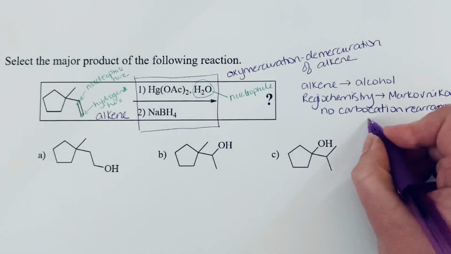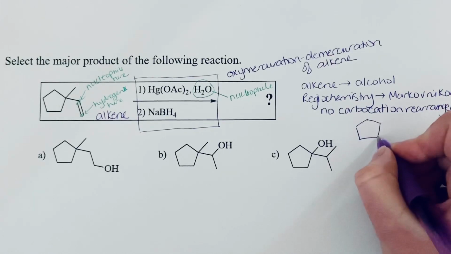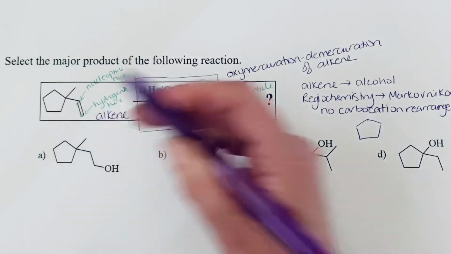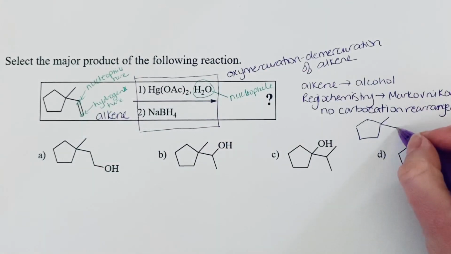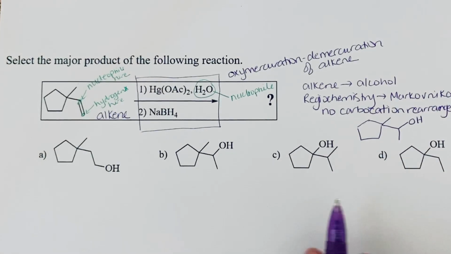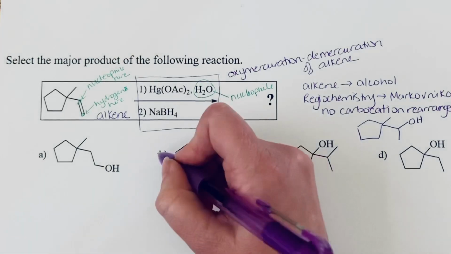So what this means is what we are going to form is the following alcohol, where we have added the hydrogen here and the alcohol here. So hydrogen added to the end and the alcohol on the second carbon atom, which if we look at our options corresponds to option B.